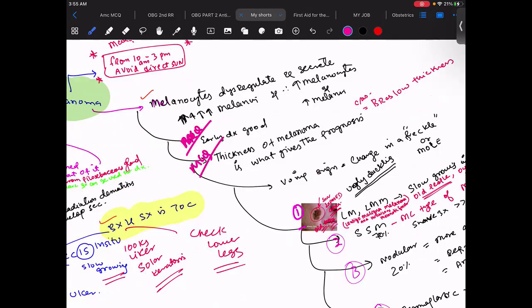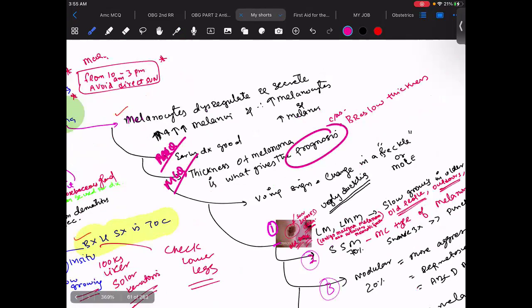Thickness of the melanoma is what gives a prognosis. In your exam, they will just ask you about the prognosis of two things. One is basal cell carcinoma, another one is the melanoma. Most important to talk about the melanoma, and if they ask what gives us the prognosis of the melanoma, that is none other than the thickness of the melanoma, and that is what we call Breslow's thickness. Okay, Breslow's thickness.